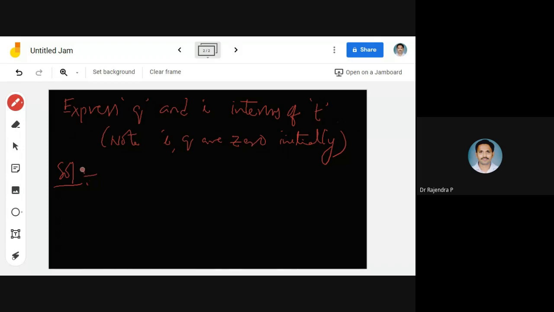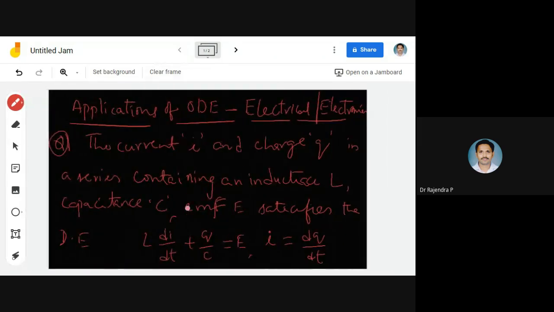So what I provided here is one differential equation, and we need to solve for the charge with respect to time, as well as the current with respect to time. These two things they ask in this problem. They provided some initial conditions. So this is our differential equation.